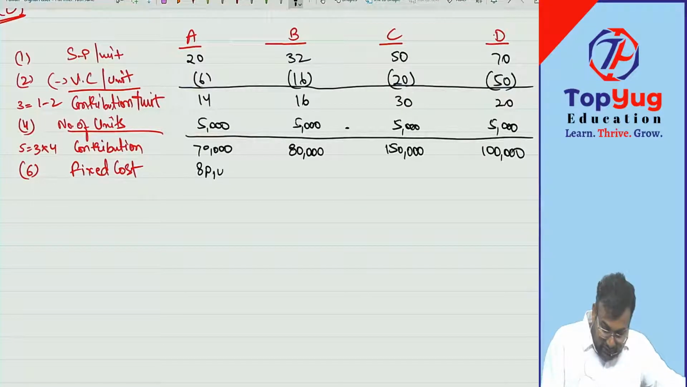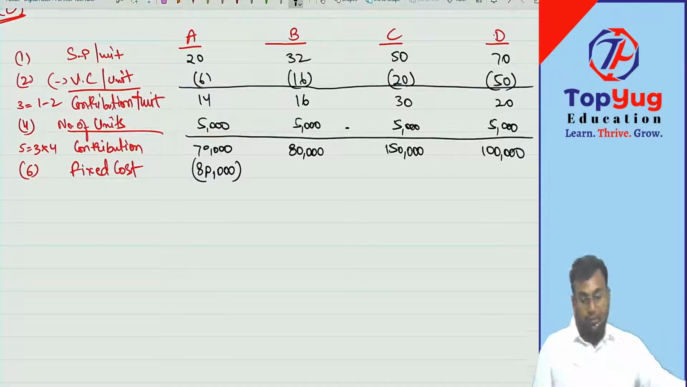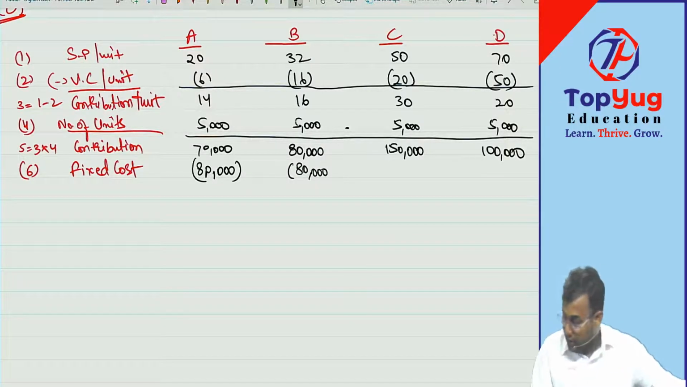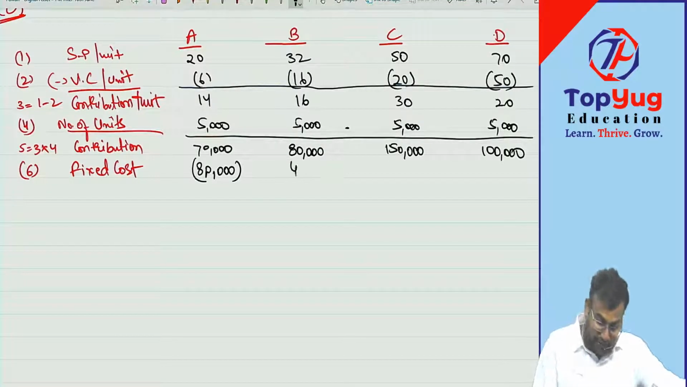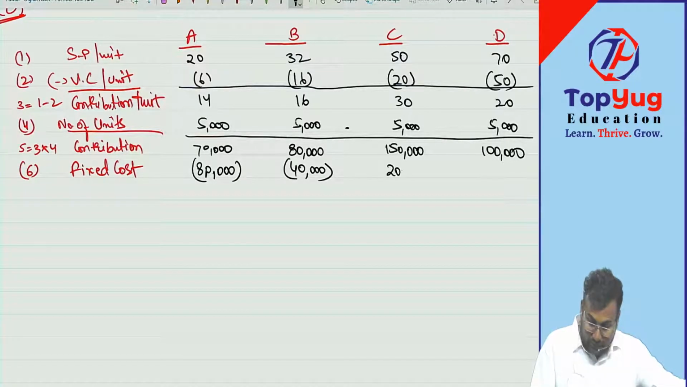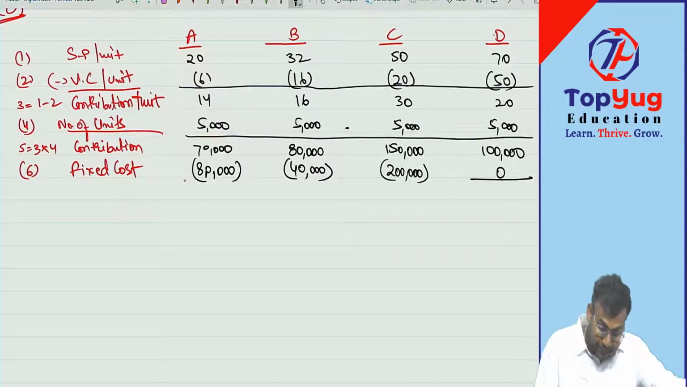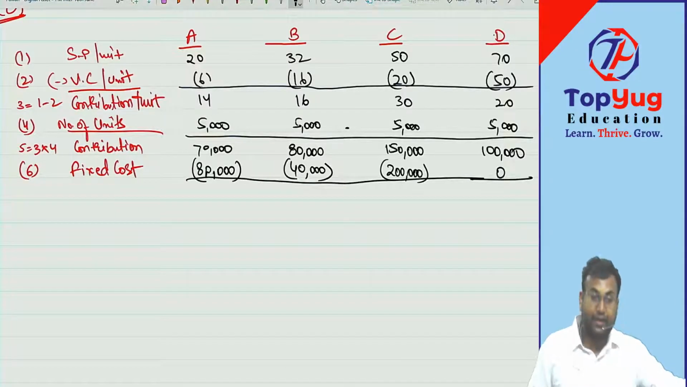So fixed cost is 80,000. In the first problem, I can see we have a negative EBIT. That means negative degree of operating leverage. Then again 80,000. Oh, sorry, it is changing every time. Okay, 40,000, 2 lakhs and 0. So we have a perfect operating leverage in the fourth category. I can tell you upfront. Can somebody tell me why we have the perfect operating leverage?